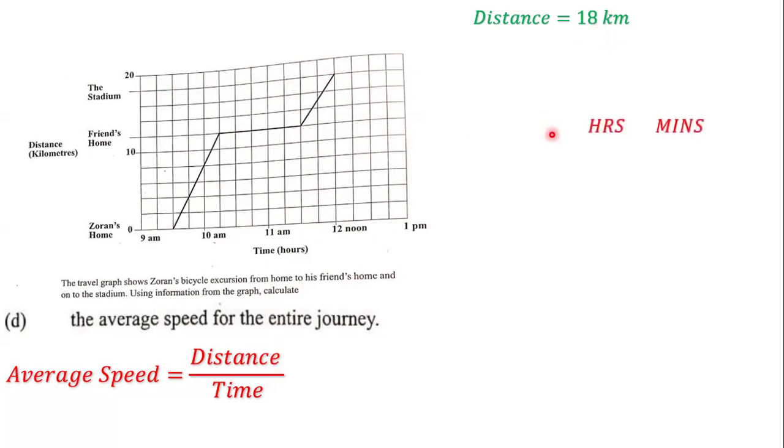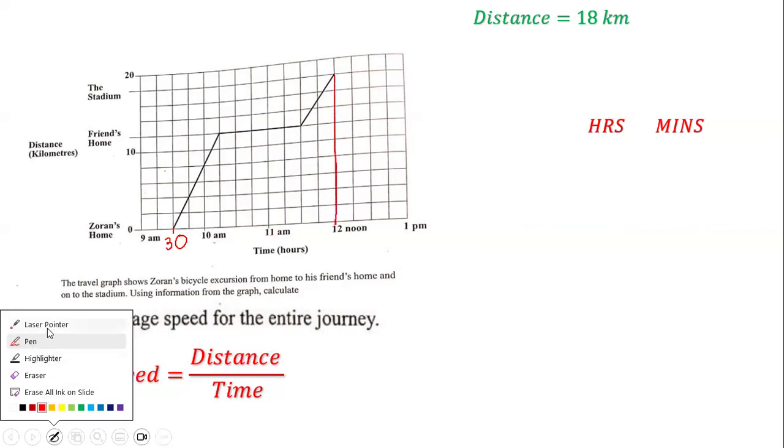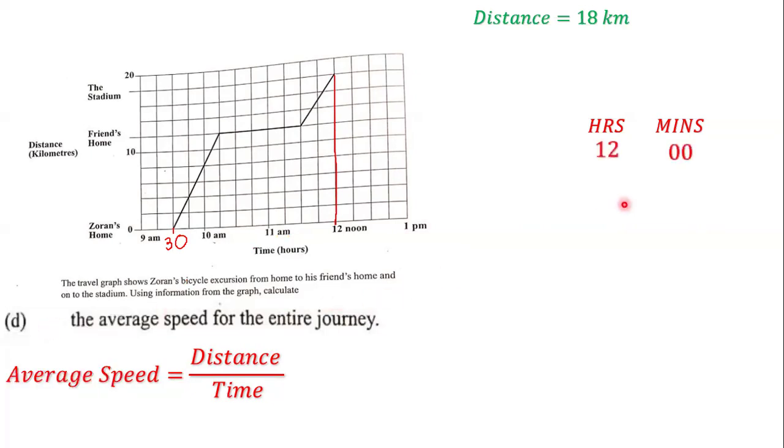The time is, well, we know that he started at 9:30. So we have to figure out the time. That's the time he started, 9:30. And what time did he end? Well, he ended at 12 noon. And so what we have to do is take 12 o'clock, or 12 noon, and subtract 9:30, the starting point.